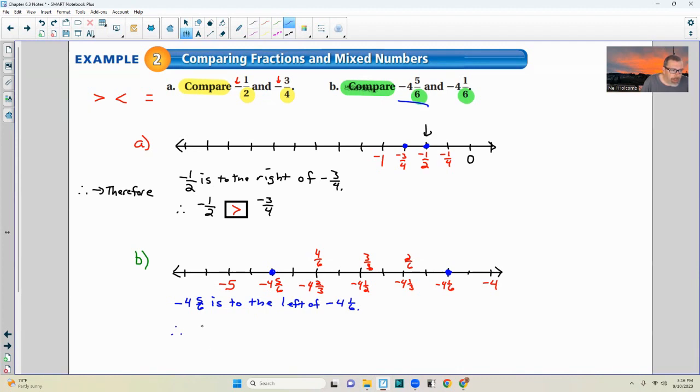Therefore, -4 and 5/6 [box] -4 and 1/6. So I just put them in the same order as these, and where the word "and" goes, we use one of these three symbols. So since -4 and 5/6 is to the left, it is less than. Okay, so that is how you do a comparison of fractions and mixed numbers on the number line.